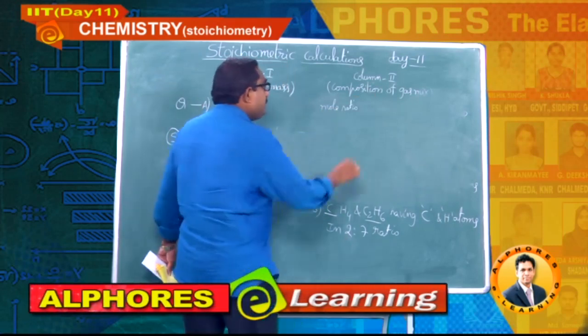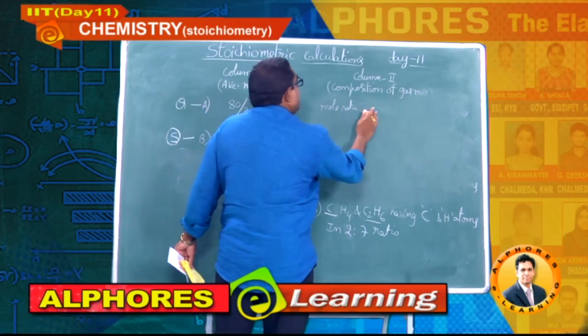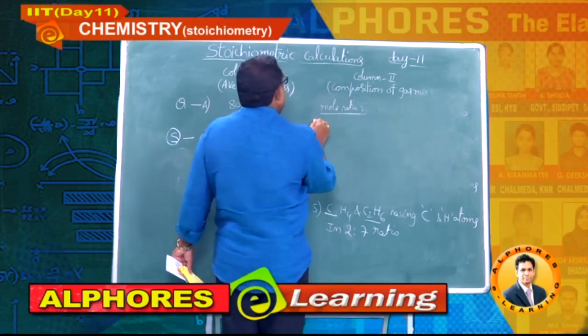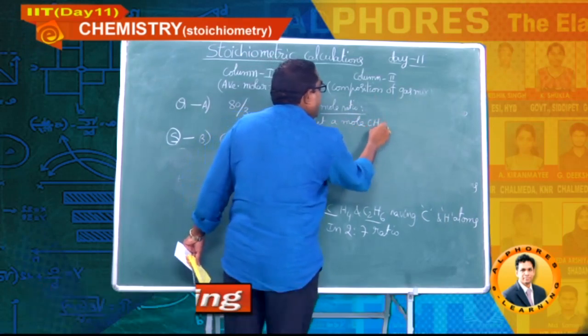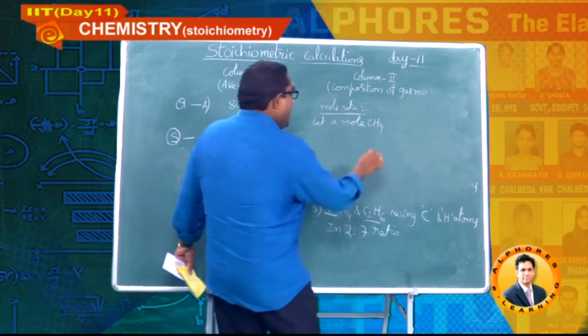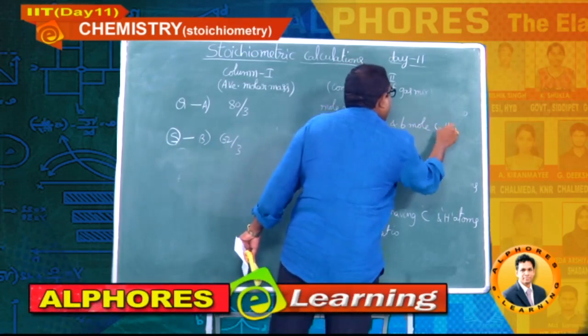Mole ratio. How many carbons are there? Let me take first of all. Okay, mole ratio I have to calculate. Let A mole methane, write down students, and B mole ethane.